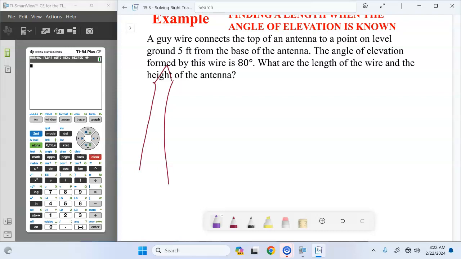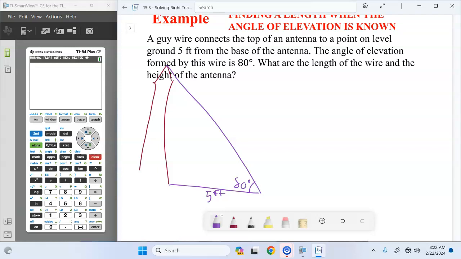So from the top of the antenna down to the ground, we've got a guy wire, alright? It is 5 feet from the ground. My drawing is not to scale. Okay, it's 5 feet from the base of the antenna is where it attaches. The angle of elevation formed by this guy wire is 80 degrees. Angle of elevation is on the horizontal, 80 degrees. We want to find the length of the wire and the height of the antenna. So we're solving for two things.